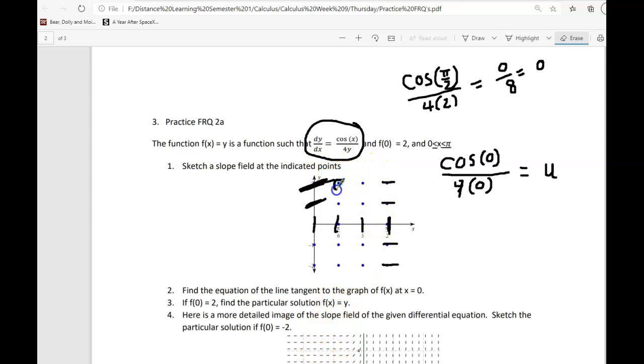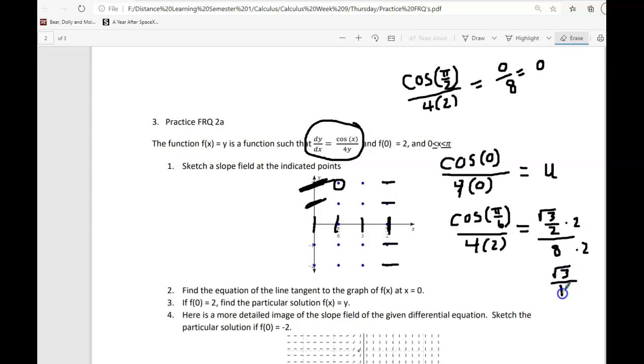Let's do another point here. Pi over 6, 2. So I'm going to plug in pi over 6 for my x value. I'm going to plug in 2 for my y value. Now cosine of pi over 6. What is that? Cosine of pi over 6 is radical 3 over 2. Bottom is 8. Okay. So now if I multiply the top and the bottom by 2 to simplify this fraction a little bit, we end up with radical 3 over 16.